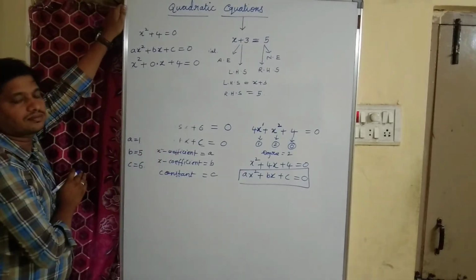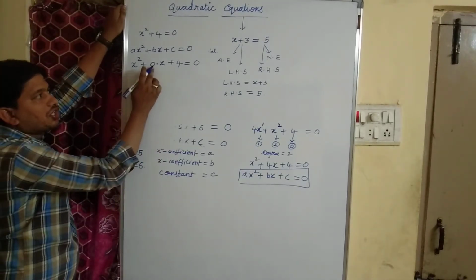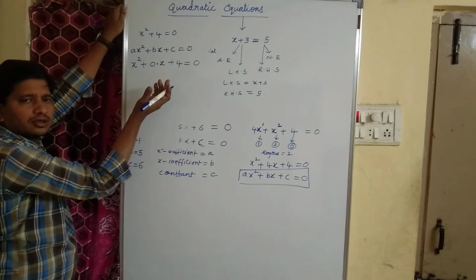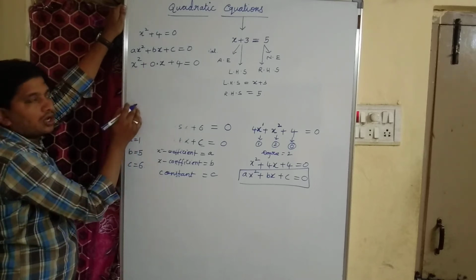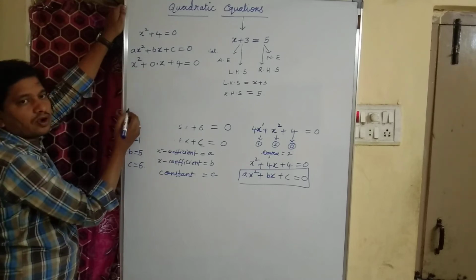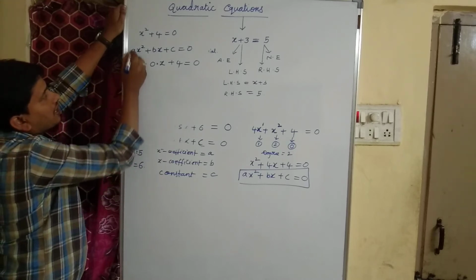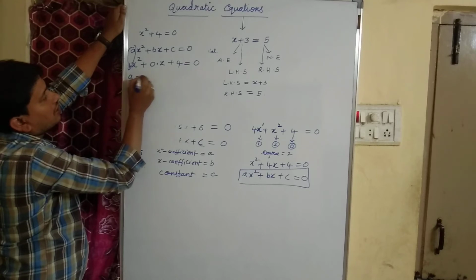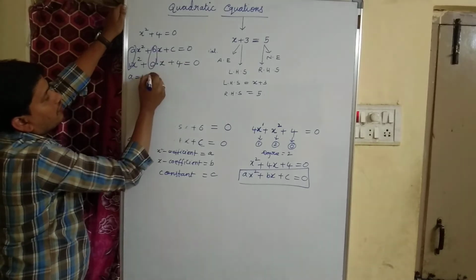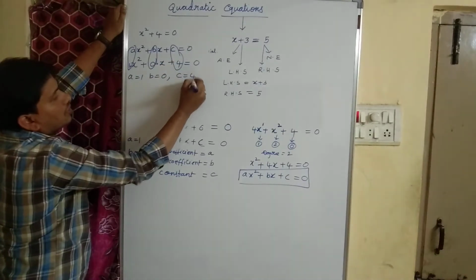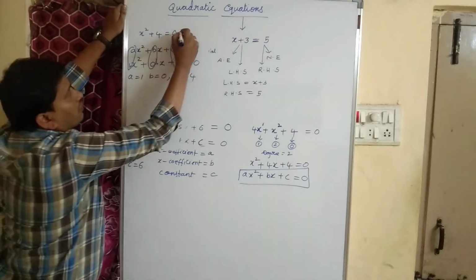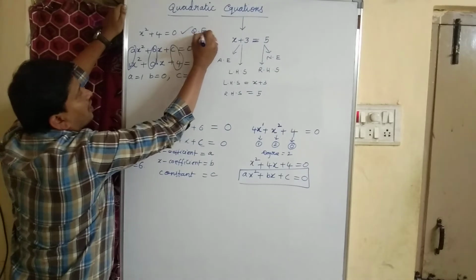Now you see children, if I write 0 into x, that is 0 only, I can write it or not? Yes, of course I can write it as 0 into x. Now if you compare with the standard form of the quadratic equation, here nothing means 1, so the value of a equal to 1. Here nothing means b equal to 0. And here c value is 4. So children, x square plus 4 equal to 0 is a quadratic equation.